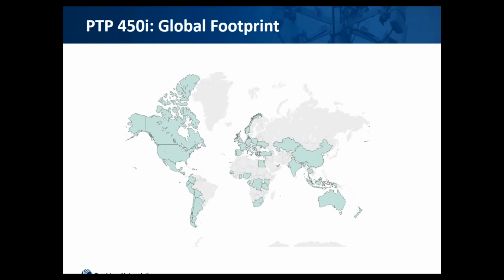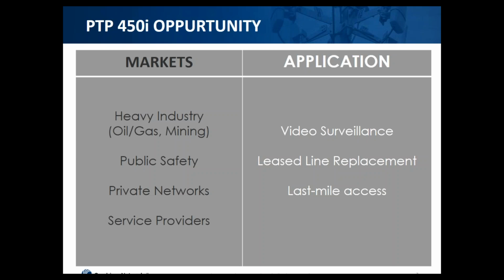So this slide gives you a background of what the PTP 450i is and how global a footprint it has had so far. The PTP 450i has a lot of roots in North America and South America. Also in Southeast Asia and Mid Asia, the product has been selling really well. In Australia and most of Europe, the PTP 450i has got great reviews, and it has a very good mean time between failures as well. So people are really liking this product.